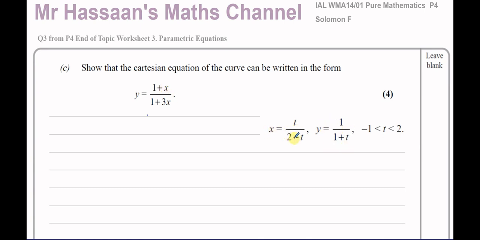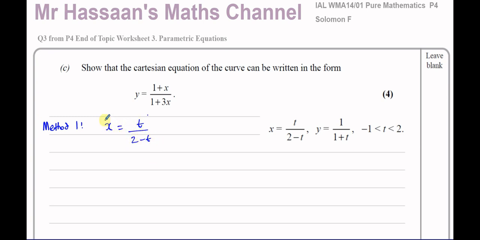So you could, for example, make t the subject of this formula. I'll show you method 1 first, and then I'll show you another method. Method 1 could be where you make t the subject of this formula. So you have x equals t over 2 minus t.